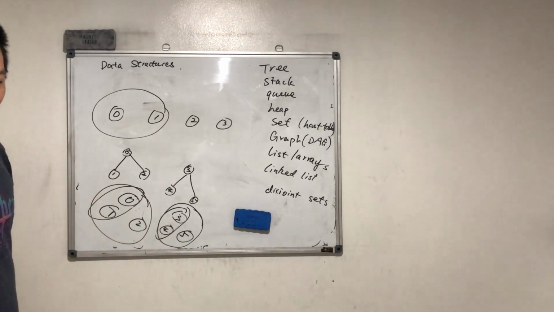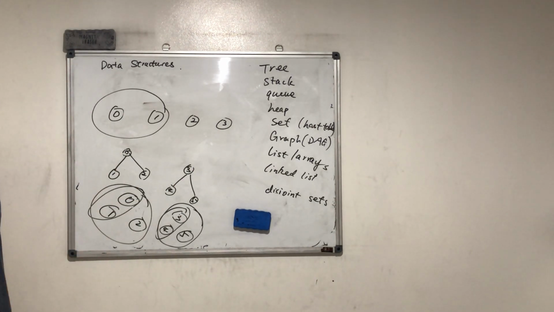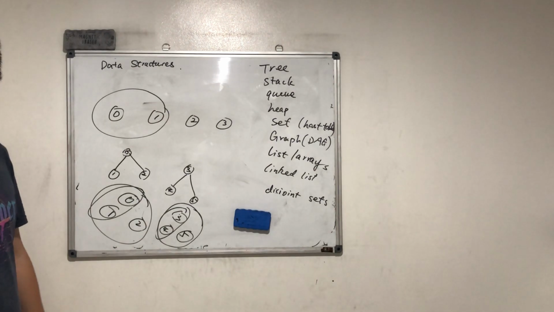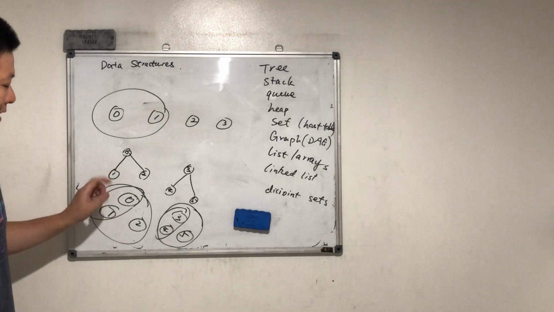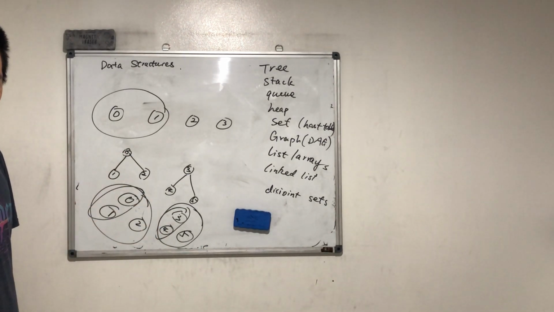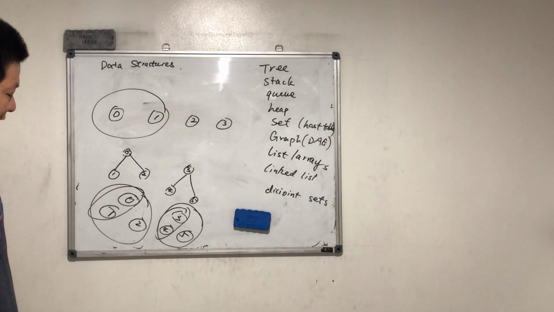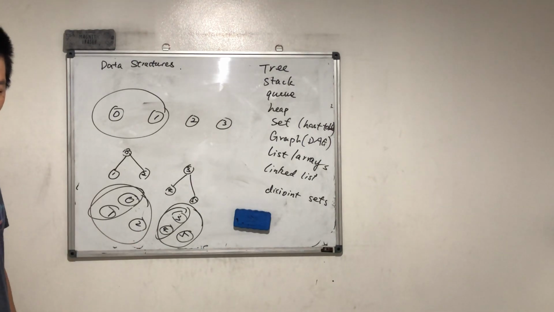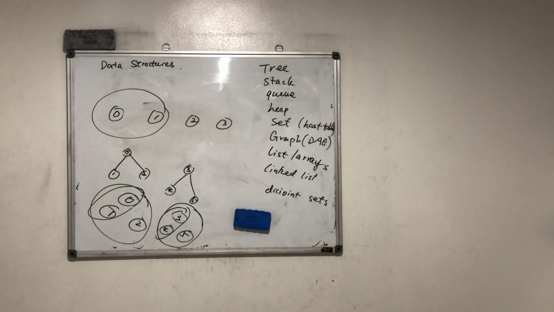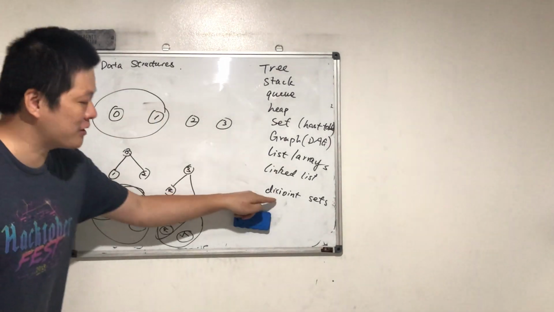Are 0 and 5 in the same group? No. They are different groups. So they are not connected. There's no path between 0 and 5. Got it? Is there a path between 0 and 2? Yeah. Why is that? Because they belong to the same group. How do you know if they're in the same group? That's why we use the disjoint set.